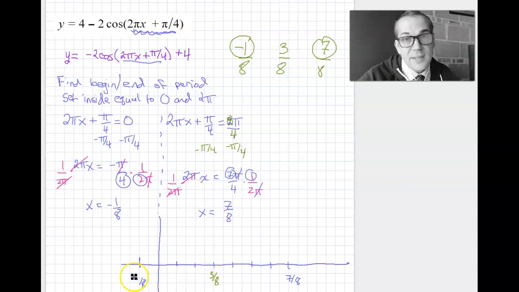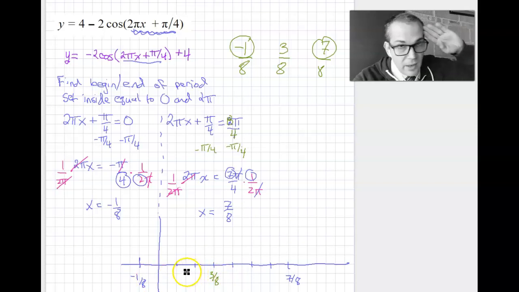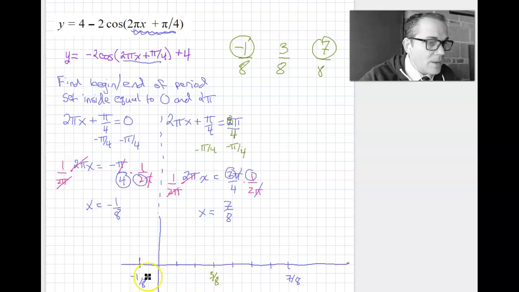And then I'll apply the same trick here. I want to figure out what's halfway between these two guys. So I'll ignore the 8. They're both over 8. Great. If I add those up and divide by 2, 3 plus -1 is 2, divided by 2 is 1. So 1/8 is that halfway point.